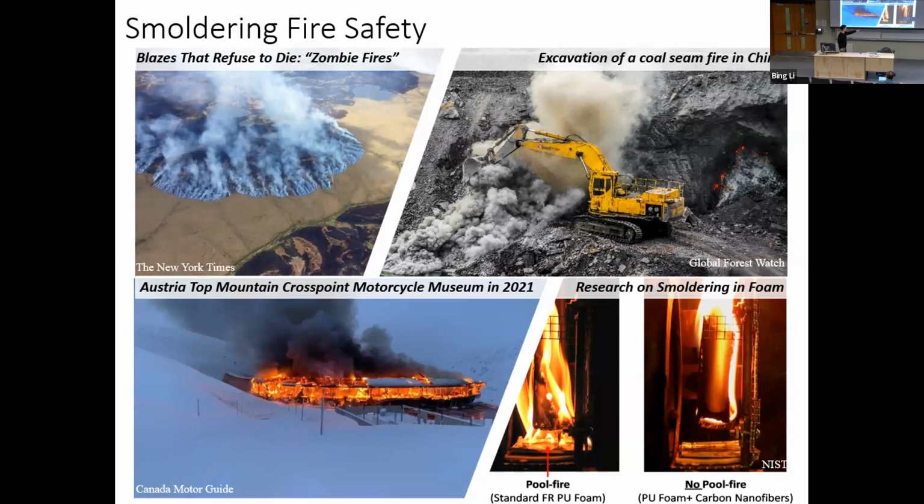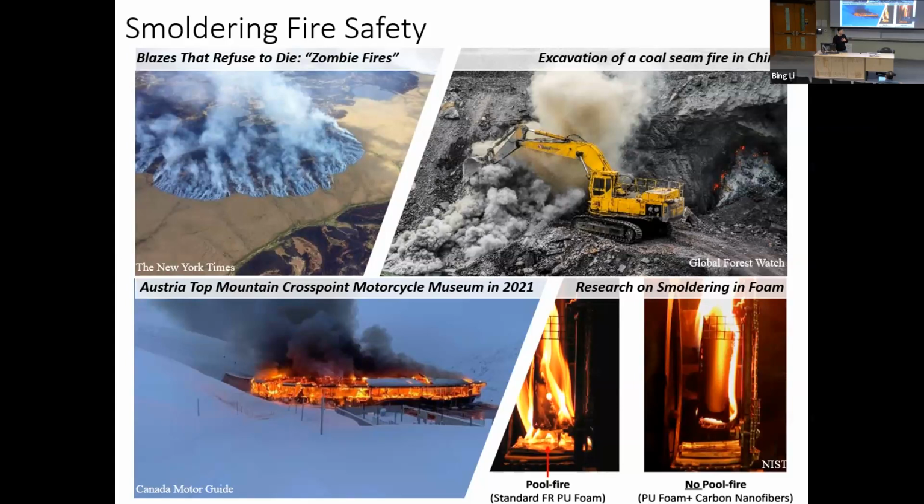Now, some fire researchers study the smoldering of polyurethane foam, because polyurethane foam is commonly used in the household, such as in furniture and some mattresses. So traditionally, smoldering is considered a serious fire hazard. It can cause a lot of damage and losses.